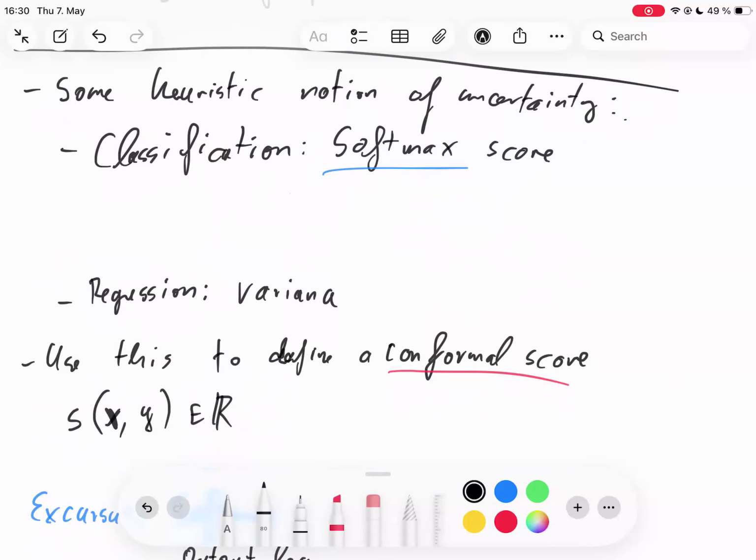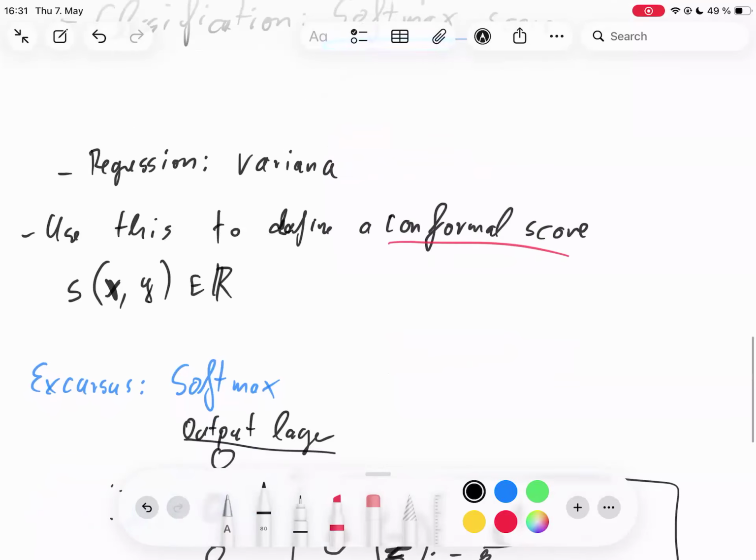So what do we do now? How we calculate this conformal score exactly depends on the data and the use case, and there are lots of ways we can do this. We will see this later for classification. But now assume we know how to calculate this conformal score S of the input and the label, and it will be a real value.